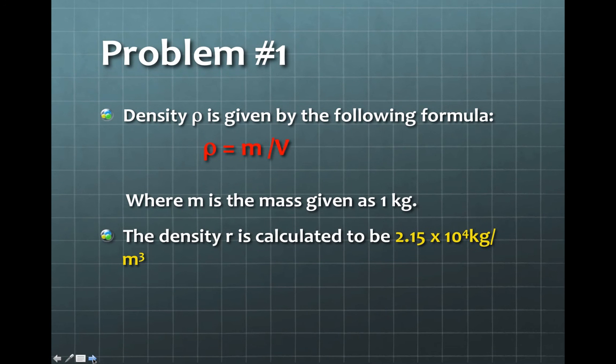Density being given by the formula rho is equal to m over v, and considering that mass has been given at 1 kilogram, density has been calculated to be 2.15 times 10 to the 4 kilograms per meter cubed.